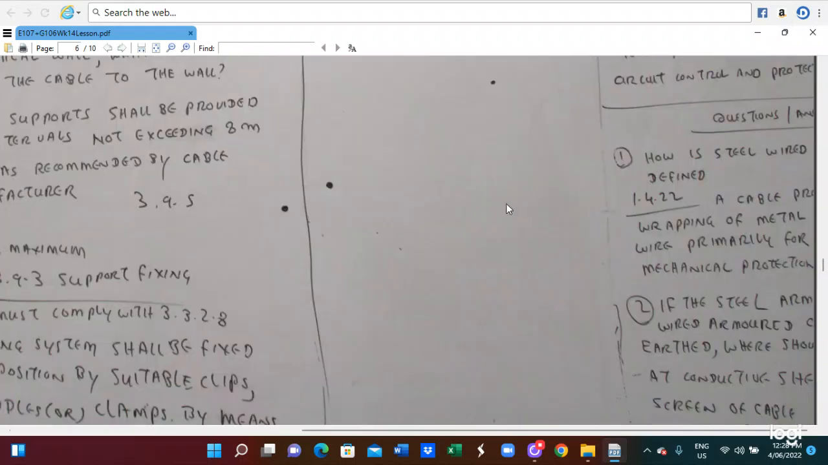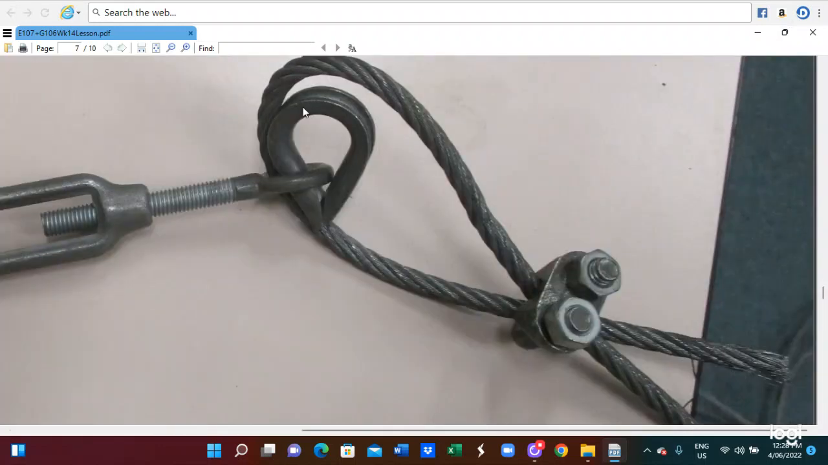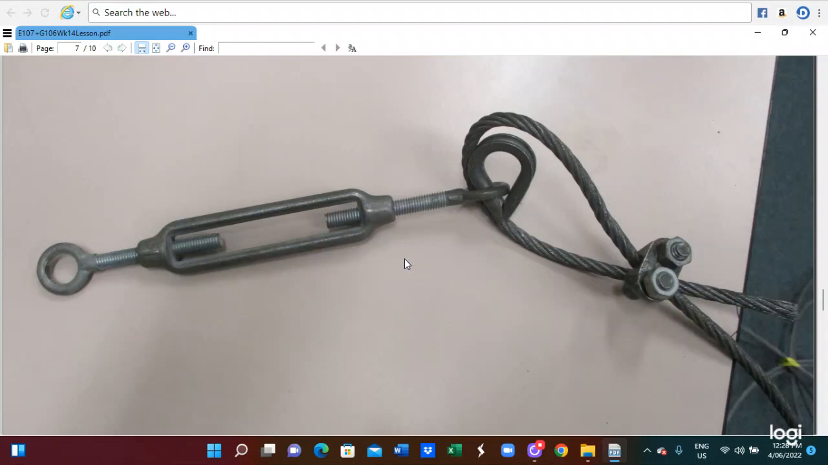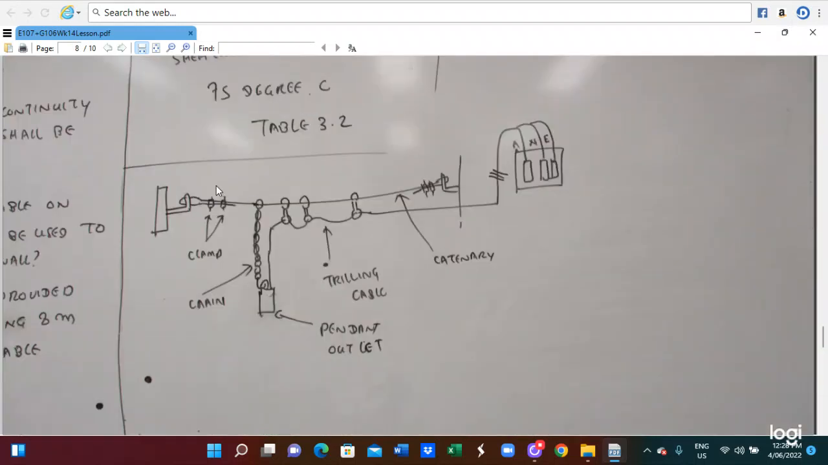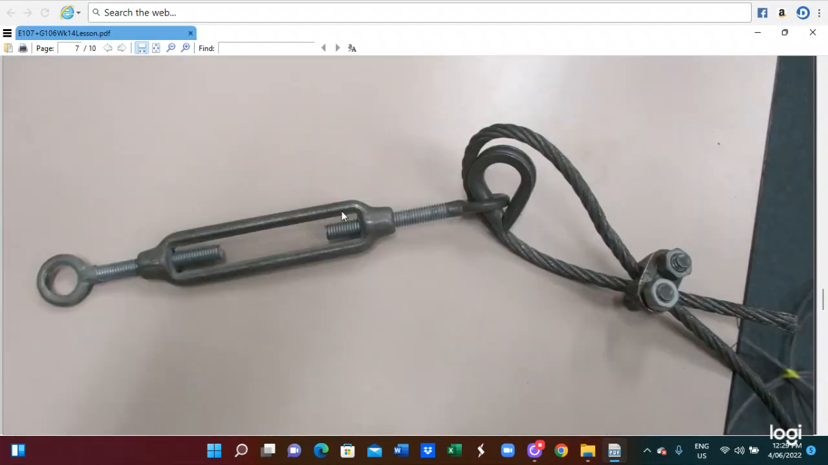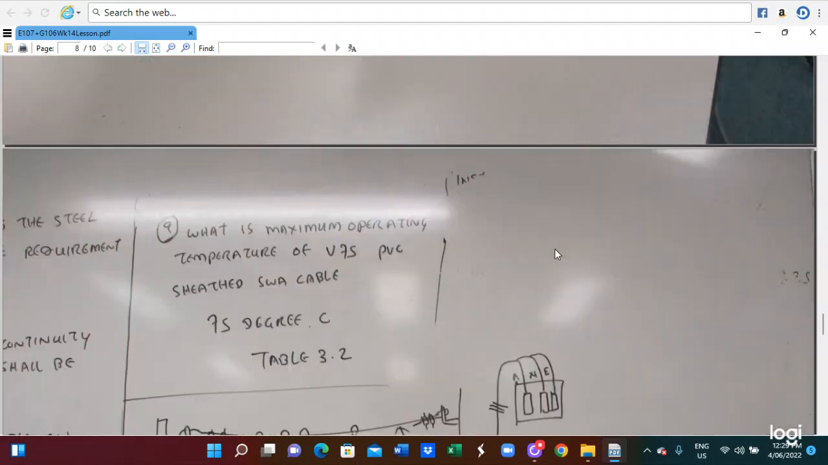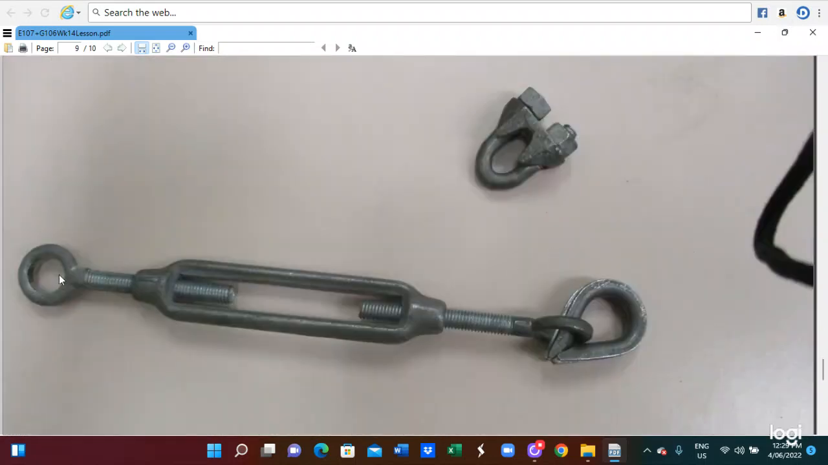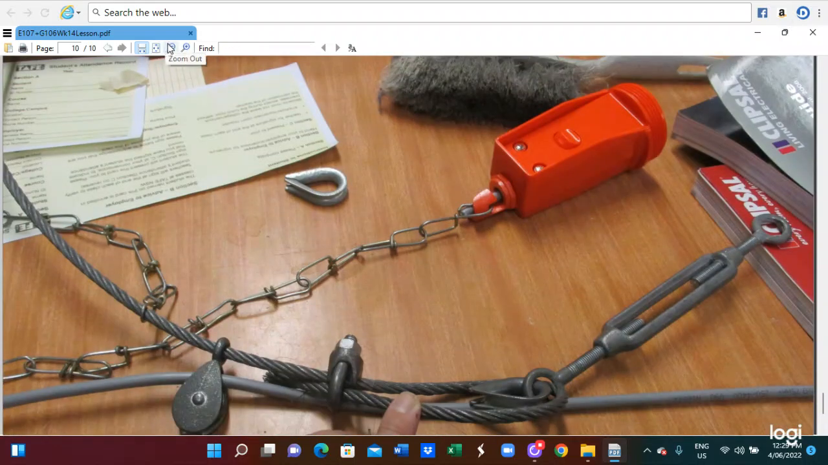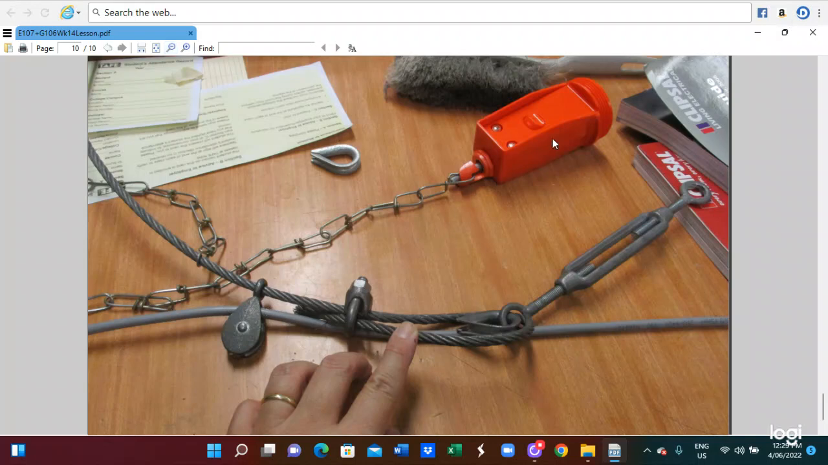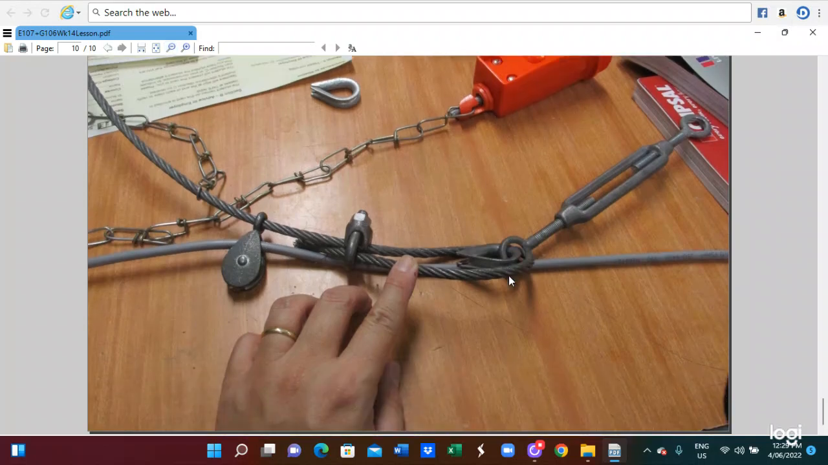Another thing is installation requirements. Here is the construction of the catenary wire. So this is catenary wire construction. Here will be the catenary wire clamp, chain, trailing cable, catenary construction. This catenary wire clamp is here, you can see in this diagram. This is a component of the catenary wire clamp, catenary wire construction. Here you can see the catenary, and this is for the chain. So that is the catenary wire construction.